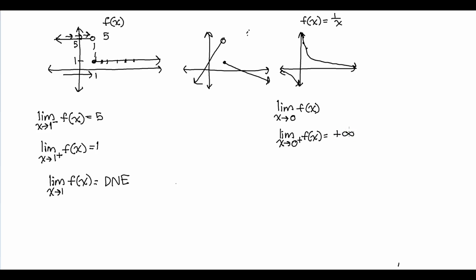You could also say it doesn't exist. You can either write positive infinity or just say it doesn't exist because it doesn't actually approach a real number. Infinity is not a number. Infinity is just a symbol for something that increases without bound. This is the symbol we use to symbolize that. So in theory, it doesn't actually approach a real number. It does not exist.